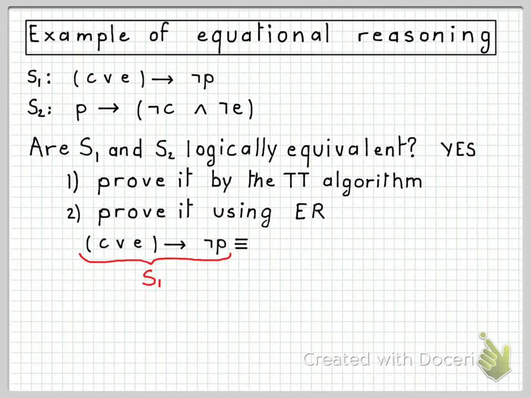What do they have in common? Well, first of all, they use the same atomic propositions C, E, and P. Not much we can do about that. That's a good thing since we want to show they're equivalent. But the more important observation is that both S1 and S2 are conditionals. That's the first crucial observation. And the second one is that the premise of S2 is the negation of the conclusion of S1.